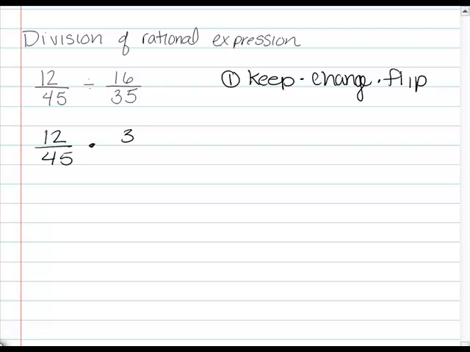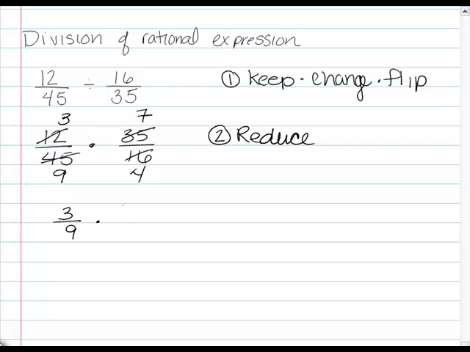times 35 over 16. Okay, and then we're in multiplication, so we do exactly what we were doing in our previous example. The next thing we want to do is reduce the fraction just like before. So in this case, 12 and 16 are both divisible by 4. So that makes that 12 a 3, and that makes that 16 a 4. 45 and 35 are both divisible by 5. So this makes this a 9, and that's a 7. And now if we rewrite this, we've got 3 over 9 times 7 over 4.